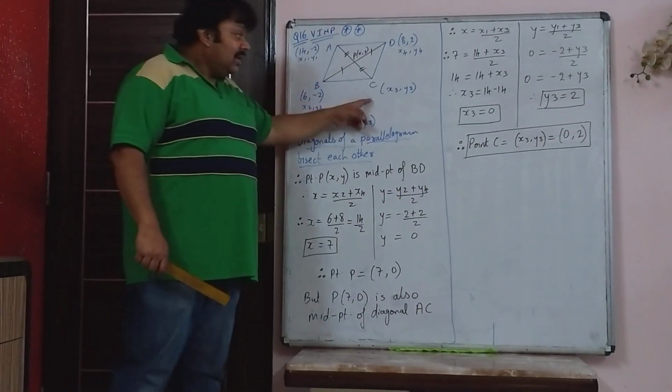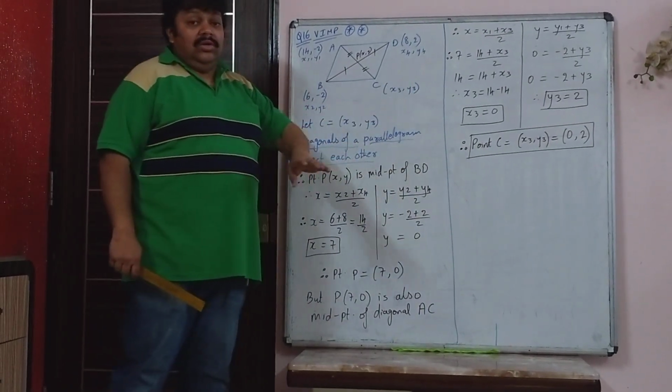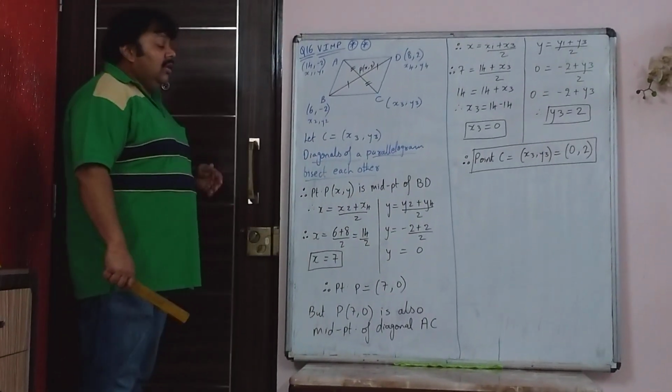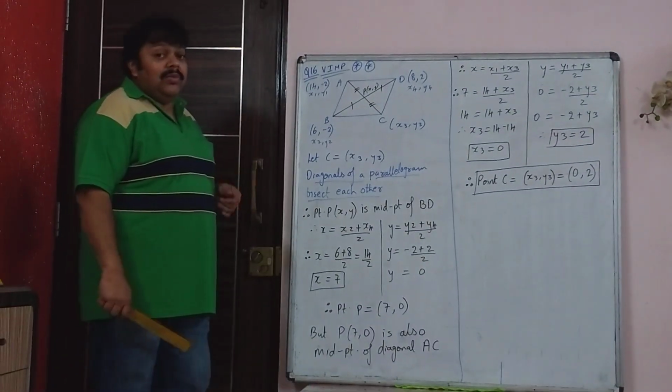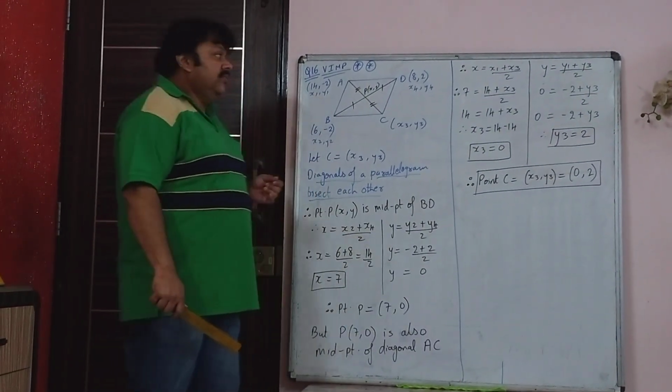Now, the vertices of C are not known. You are asked to find it. So, such a sum is very important. It has been asked in the boards.